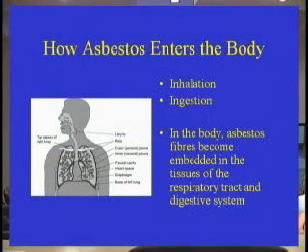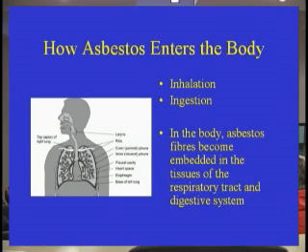This again, how does it enter the body? We already talked about breathing it in, but also ingestion, because some of that saliva is going into the esophagus, into the stomach, into the bowel, and there's also effect with that. And because they're needle-like fibers, those needles go into the tissues and they stick in the tissues.